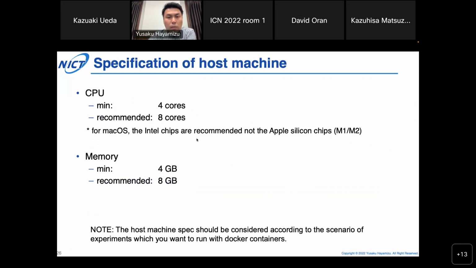This slide shows the minimum and recommended spec of the host machine running the Docker engine. For CPU, minimally you need 4 cores, and I would recommend 8 cores. But for Mac OS, Intel chips are recommended, not the Apple Silicon chips M1 or M2, because we never tested on Apple Silicon, so I would recommend Intel chips. For memory, you need minimally 4 GB, and I would recommend 8 GB.